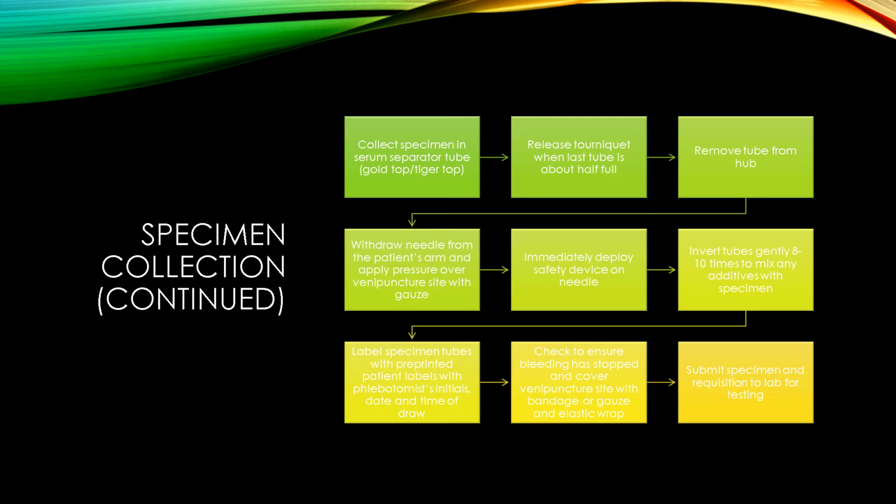They will ask the patient to hold the pressure for them. They will invert the tube or tubes gently 8 to 10 times to mix any additives with the specimen. They will label the specimen tubes with the pre-printed patient labels with their phlebotomist's initials and the date and time of draw. They will check to ensure that the bleeding has stopped and cover the venipuncture site with a bandage or a gauze and an elastic wrap. Then they will submit the specimen and the requisition to the lab for further testing.